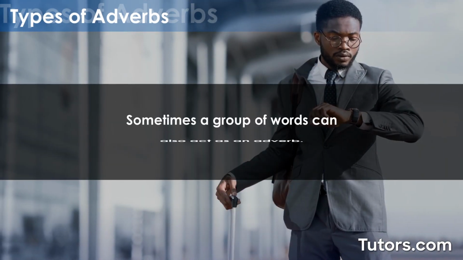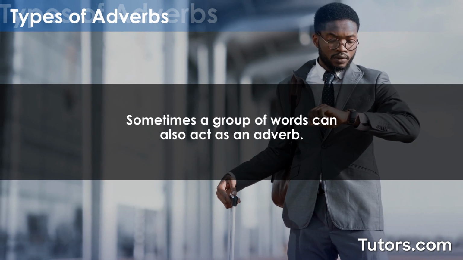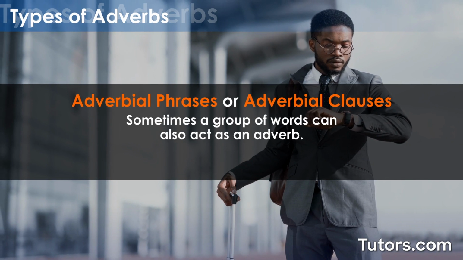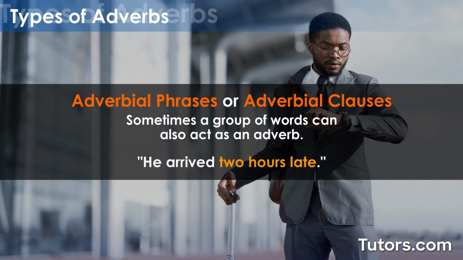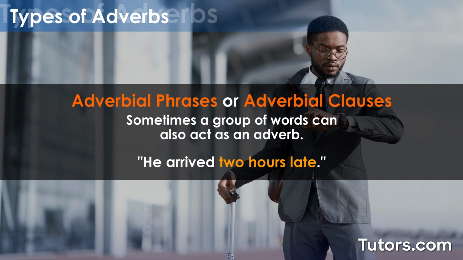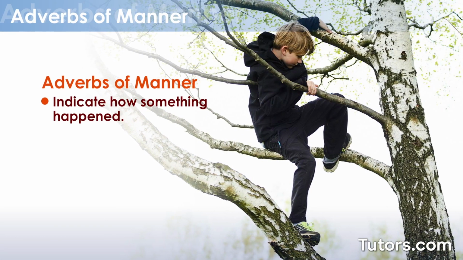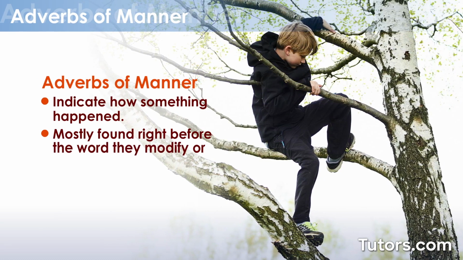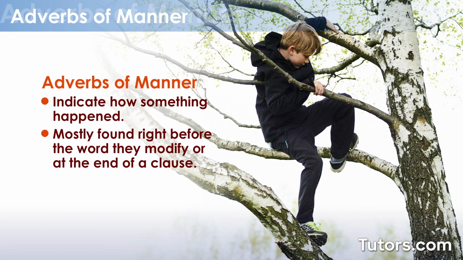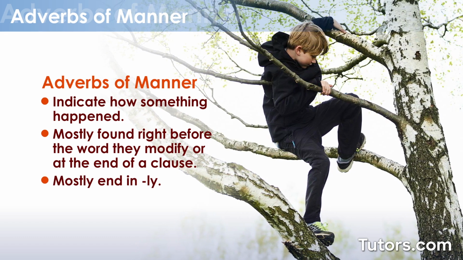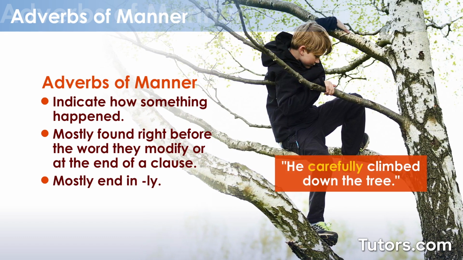Sometimes a group of words can also act as an adverb. These are called adverbial phrases or adverbial clauses. For example, he arrived 2 hours late. Adverbs of manner indicate how something happened. They are mostly found right before the word they modify or at the end of a clause. These adverbs mostly end in ly. He carefully climbed down the tree.